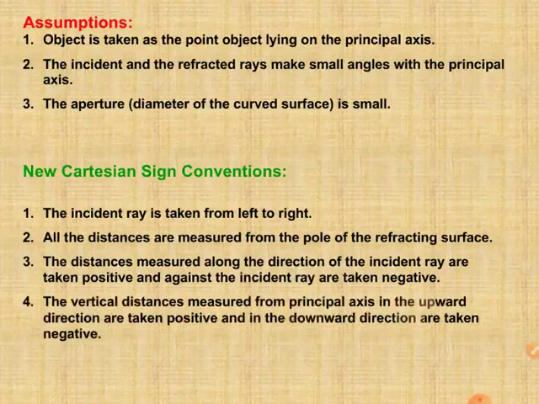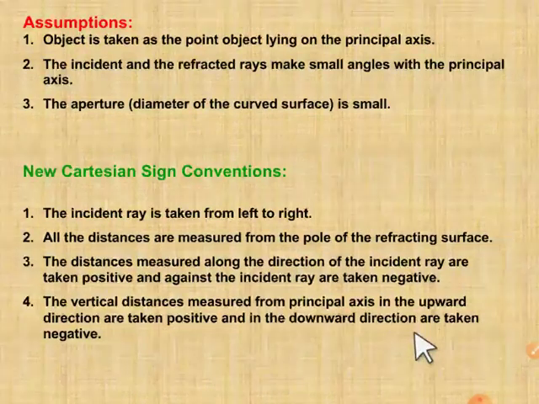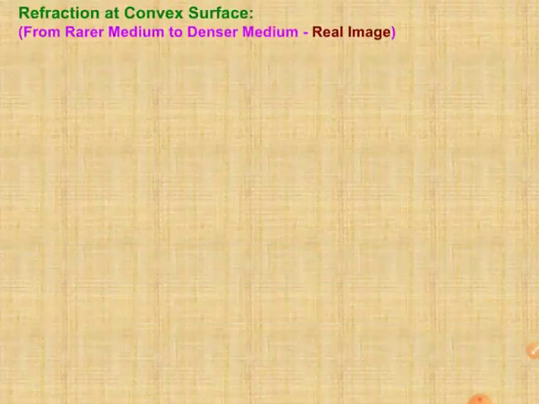Yes, the vertical distances are measured from the principal axis. In the upward direction we will take it as positive, and if it is downward, then it will be taken as negative. So these are the assumptions and sign convention we have seen.